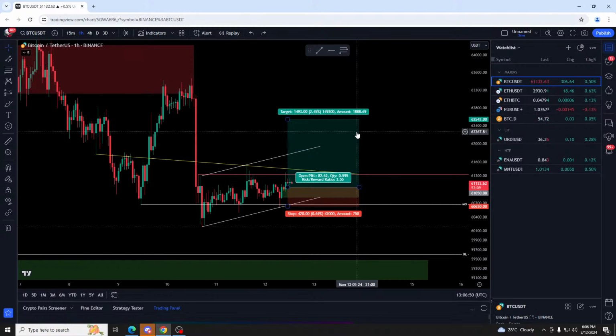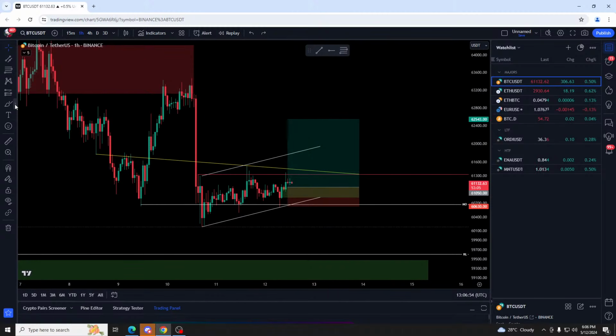Can you explain more on accumulation and distribution? Accumulation happens at support, distribution at resistance. Accumulation means someone, or the whole of the market, is accumulating, and distribution is that they are distributing their sells.